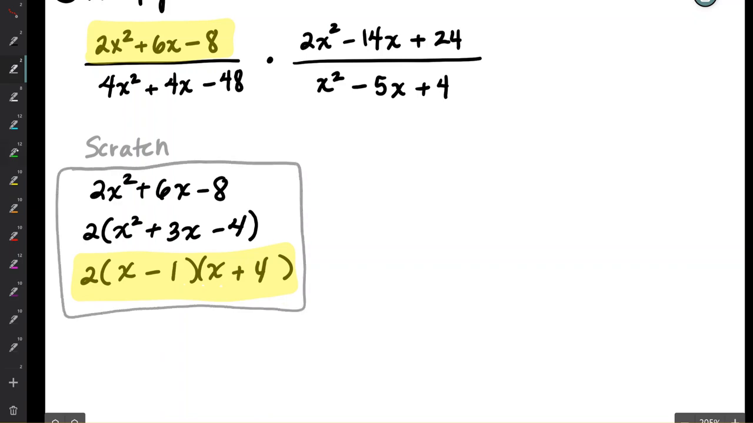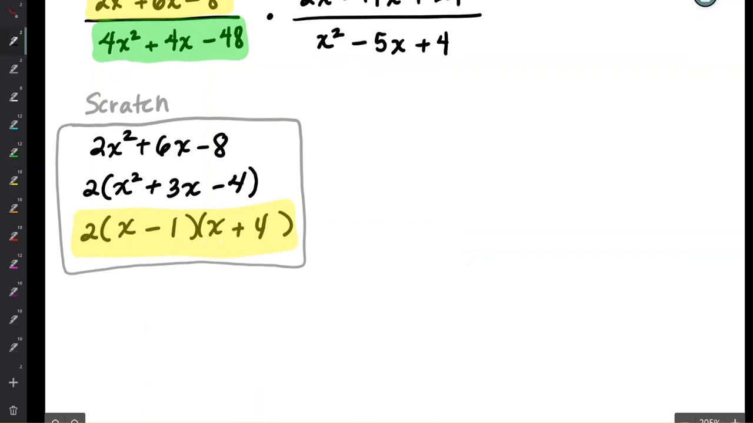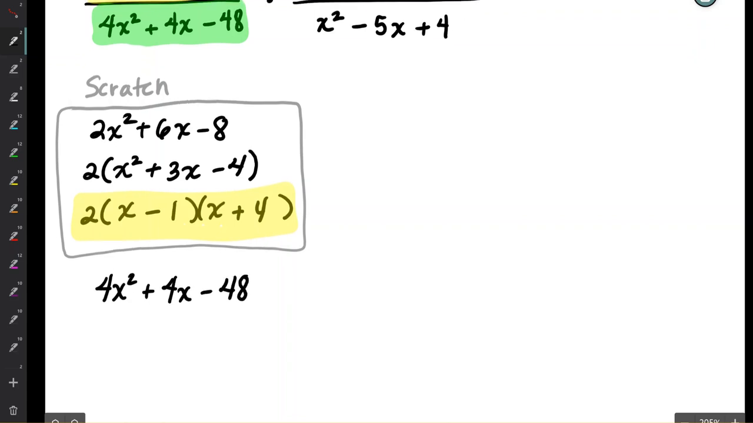Let's go ahead and do the denominator of this fraction. How about green? Again, we have a GCF here of 4. I'm just going to copy it down. 4x squared plus 4x minus 48. Or sorry, not both. All three terms have a 4 in them. 4 times a minus 12 gives me minus 48.